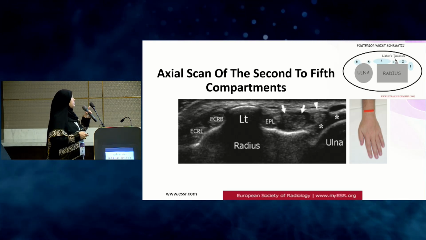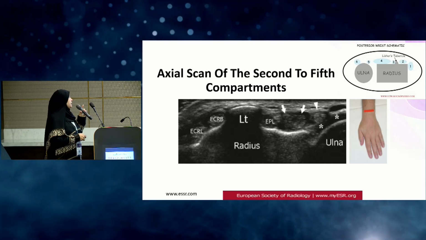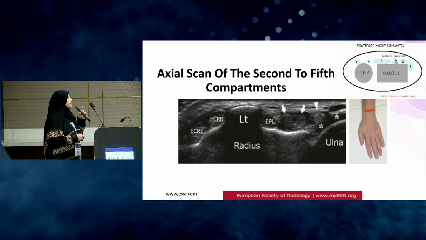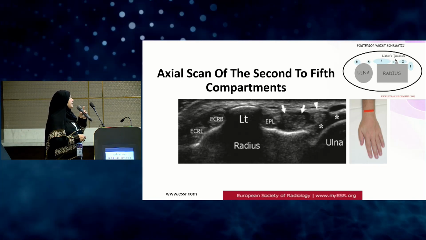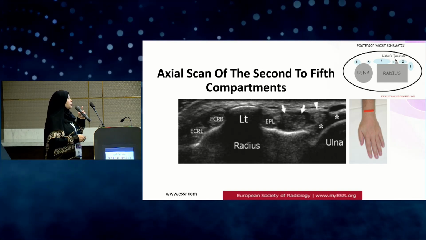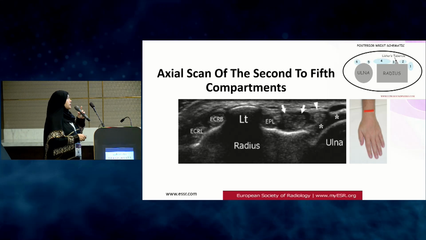Moving to the fourth compartment, which contains the flexor digitorum, extensor digitorum, and extensor indicis. The fifth compartment, on top of the radio-ulnar joint, is represented by the extensor digiti minimi.